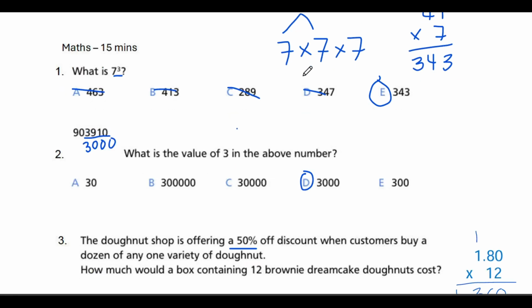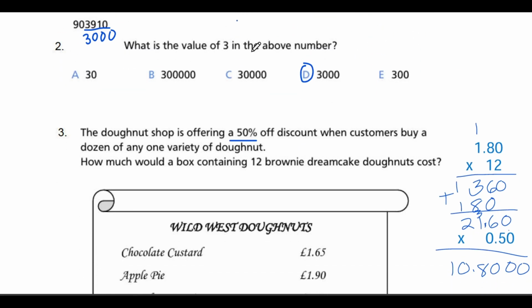Question 2. Next question. What is the value of the 3 in the number 903,910? Your multiple choice answers are A 30, B 300,000, C 30,000, D 3,000, or E 300. The correct answer here is D, which is 3,000.